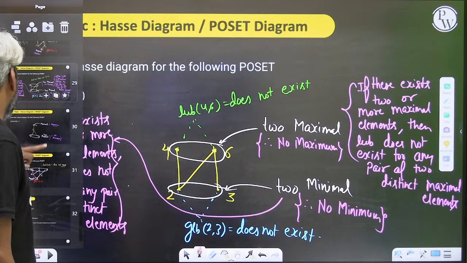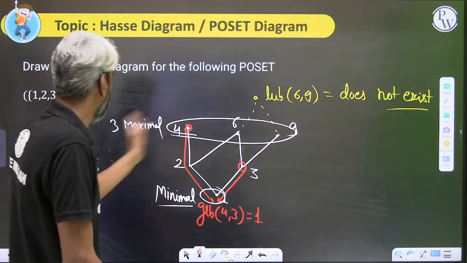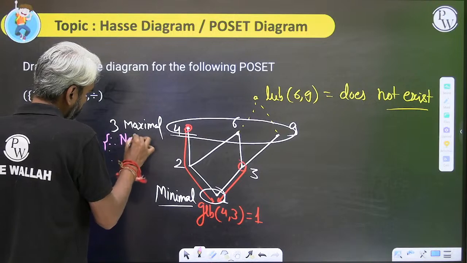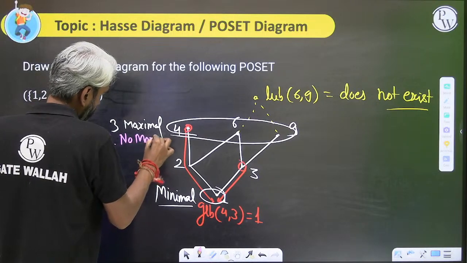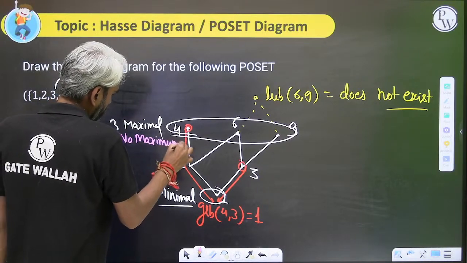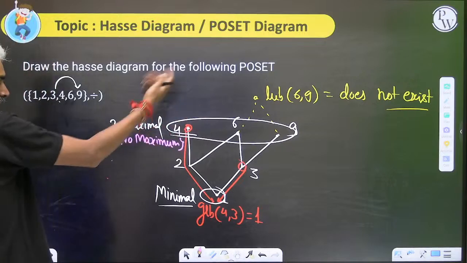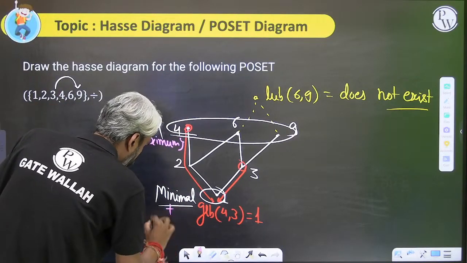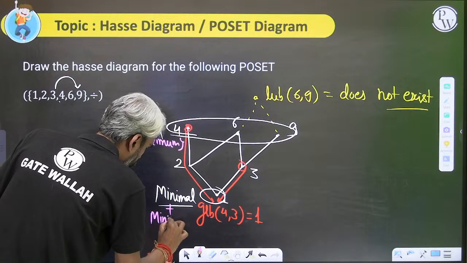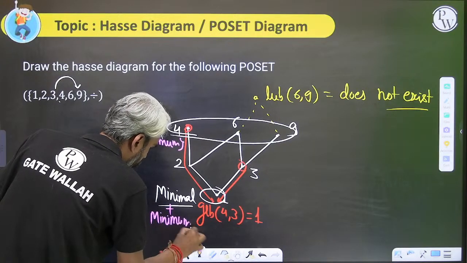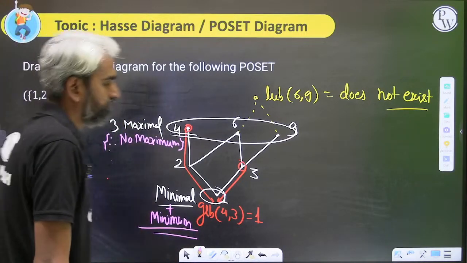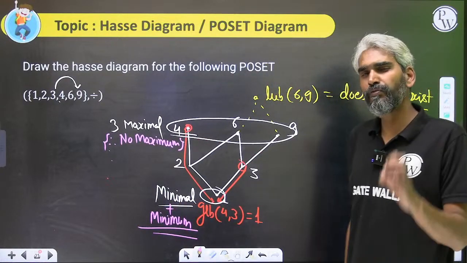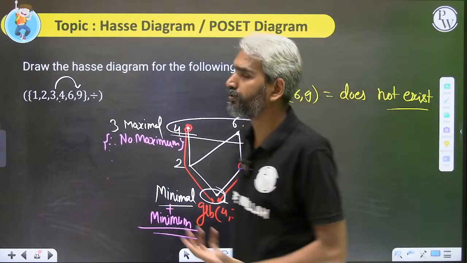So anyway, look at this here. P maximal, therefore no maximum. But do you realize that 1 divides all other elements? Therefore, this is also the minimum. So, we have seen the concept of least upper bound and greatest lower bound in our poset.